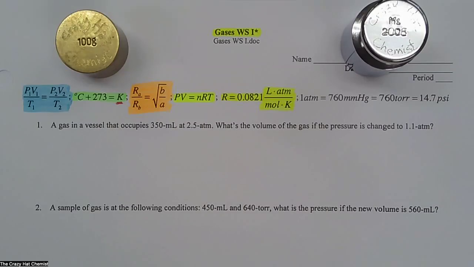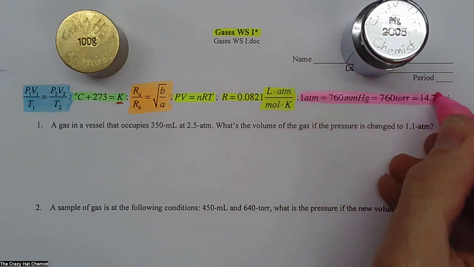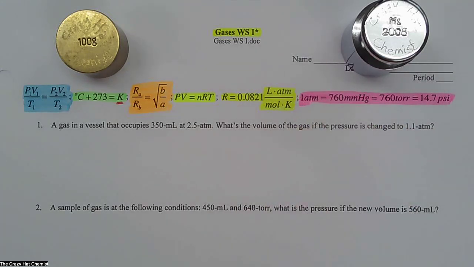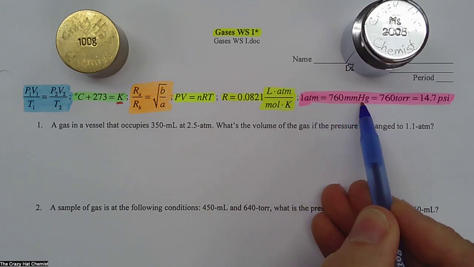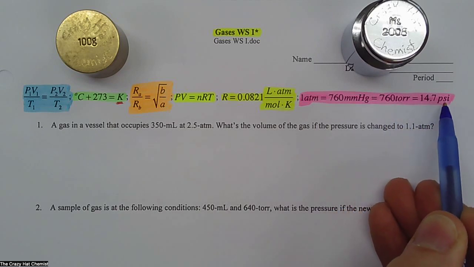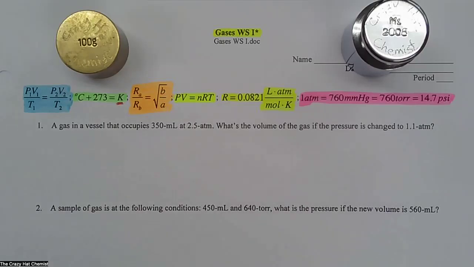Then the next thing is a lot of conversions of pressures, highlighted in pink right here. 1 atmosphere is equal to 760 millimeters of mercury, is equal to 760 torr, is equal to 14.7 psi. There are many other units of pressure, but these are just the ones we will be dealing with on our 3 gas worksheets. All right, without further ado, let's keep going.